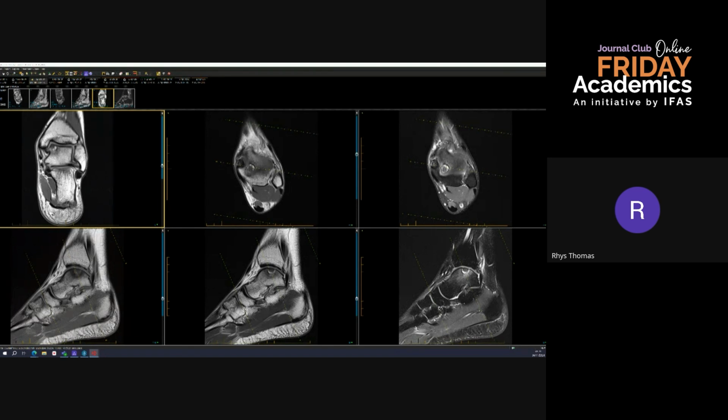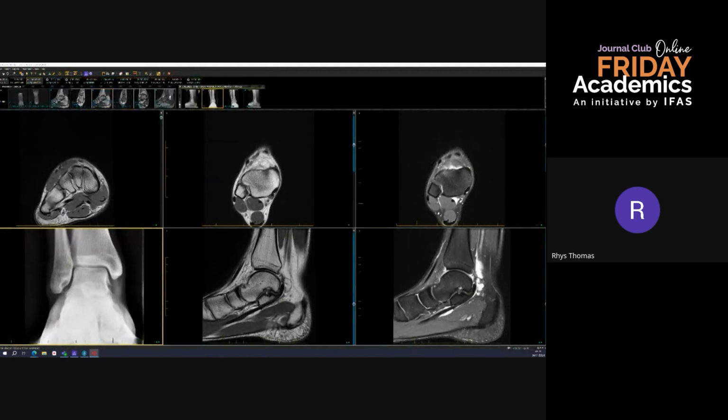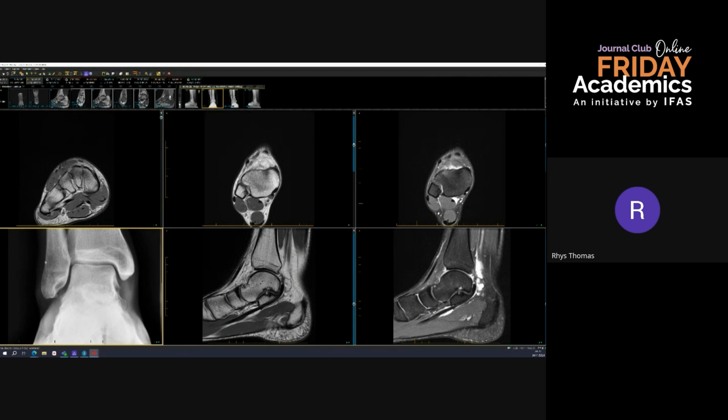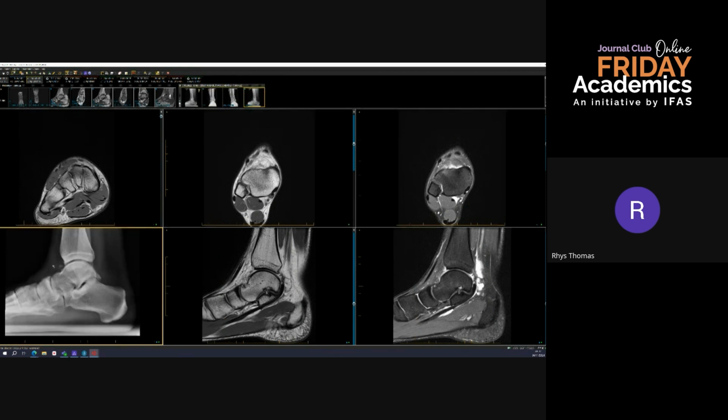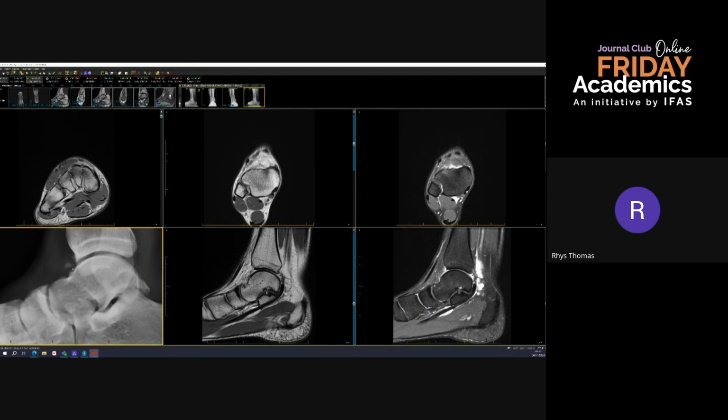Heading towards the end now. I've got 3 cases to go. So this is a patient who's in their 20s and has inverted their ankle. And the question is whether they've got a loose body as a result of this. On the X-ray, we can see the talar dome looks nice and congruent. No other abnormality of the ankle joint, but on the X-ray we've got this calcific abnormality at the anterior margin of the joint.